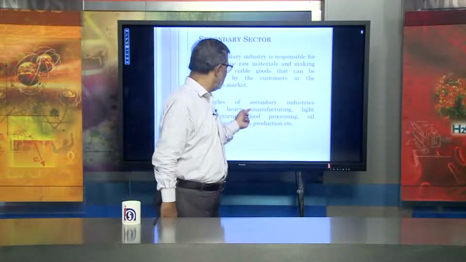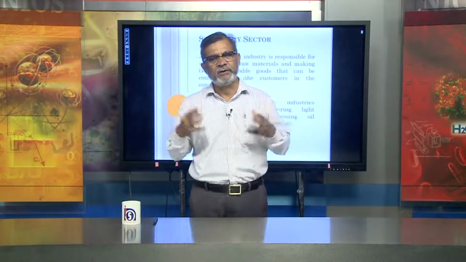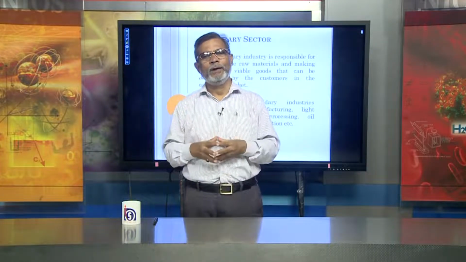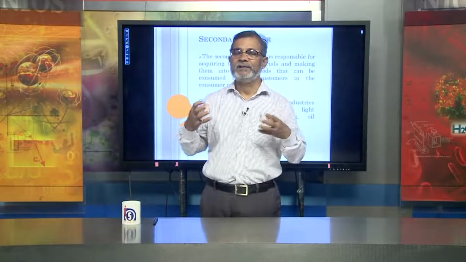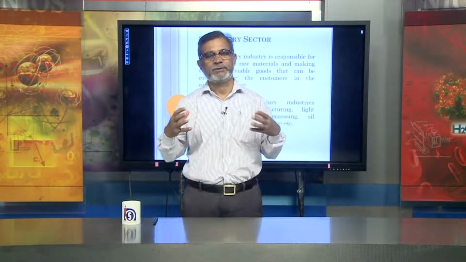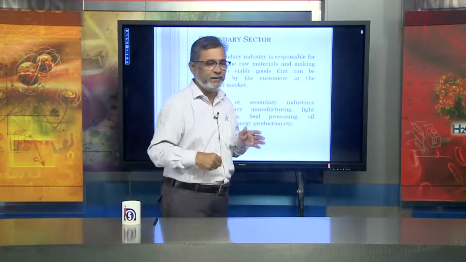So, this way goods and services are produced. Clear? See the example. Industry includes heavy manufacturing, light manufacturing, food processing, oil refinery, and energy production, etc. Sometimes it is known as the industrial sector. Right now, people are forgetting the second classification, the secondary sector. Generally, they talk about the industrial sector, in which machines and tools are being used to produce goods and services. Such type of activities and classification is known as the secondary sector.